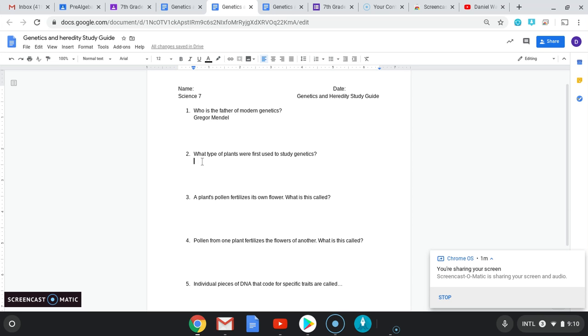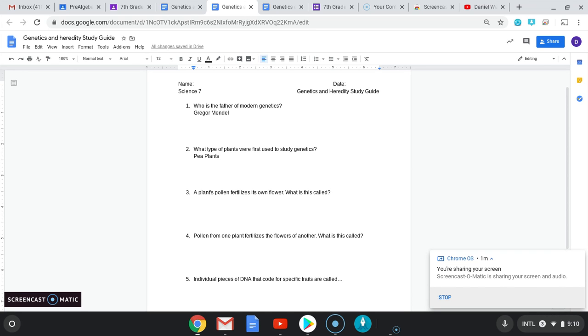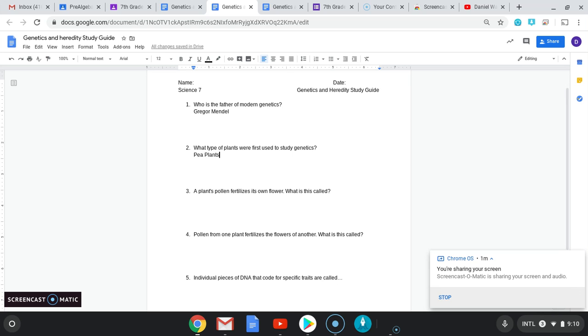All right. Number two, we asked what type of plants were first used to study genetics. That was pea plants. All right. And there was a reason for that. Really, because pea plants are pretty simple organisms, and they have some traits that are very much one or the other. They were either purple flowers or white flowers. They were either tall or short. There really wasn't much in between. So because they were simple plants, they were pretty easy to study.